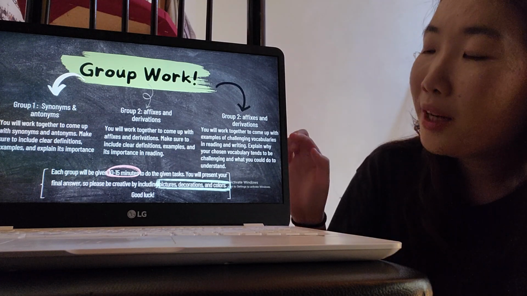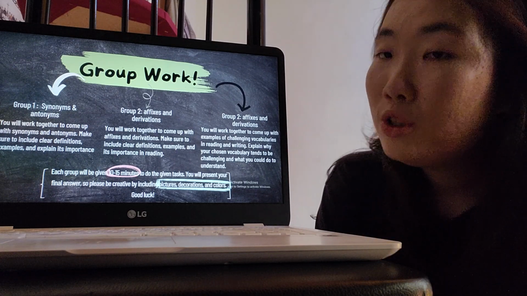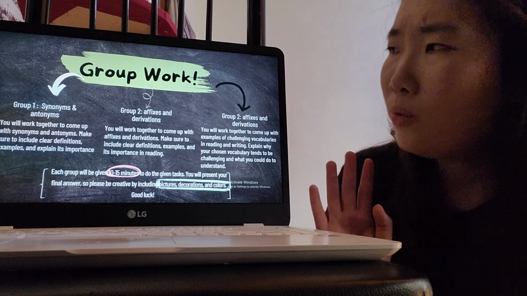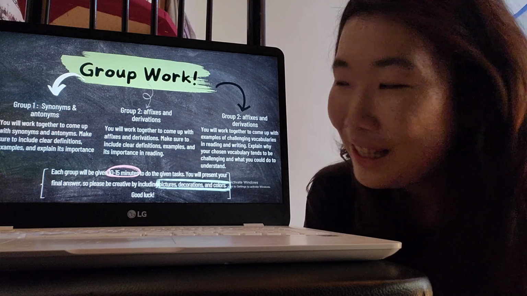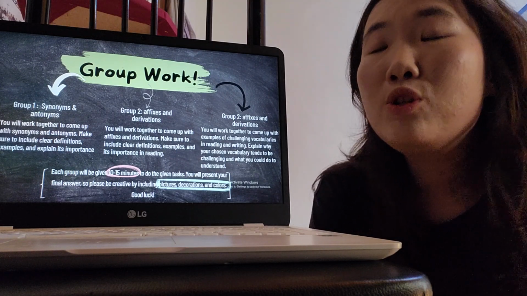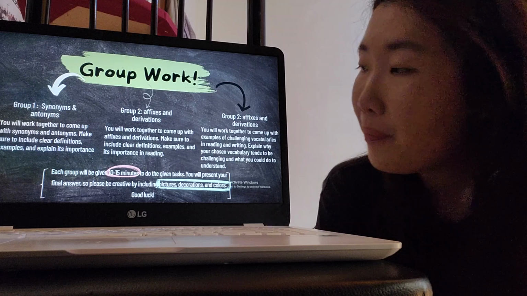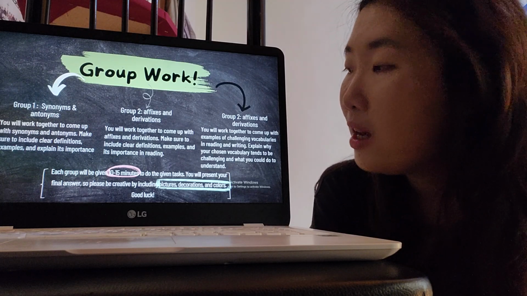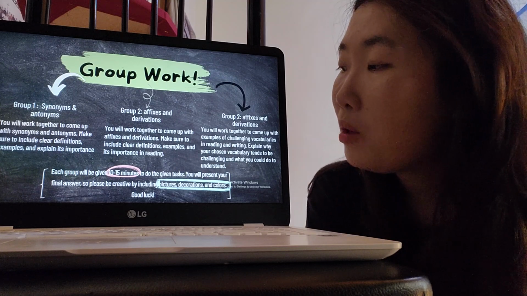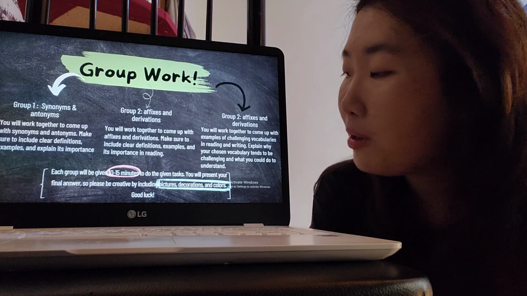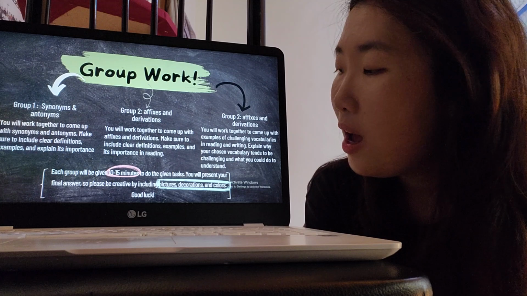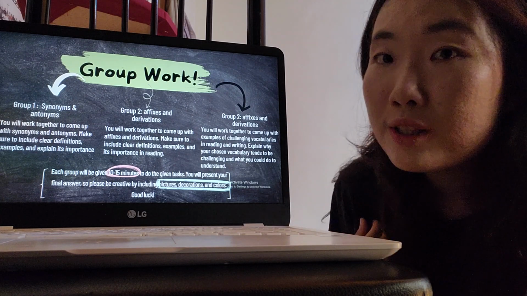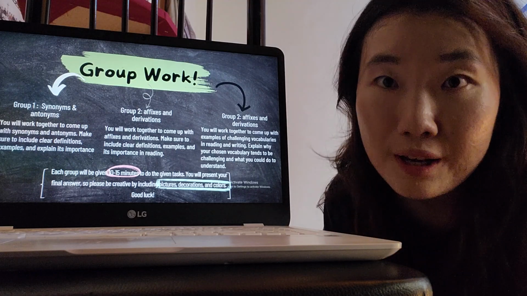Right? Group 3. Group 3 is going to talk about affixes and derivations. Oh, I am so sorry, guys. I've made a mistake here. Group 3, you guys are going to work on vocabularies, okay? You will work together to come up with examples of challenging vocabularies in reading and writing. Explain why your chosen vocabulary tends to be challenging and what you could do to understand. Right, so as you can see, we have three different groups with different tasks, all right?